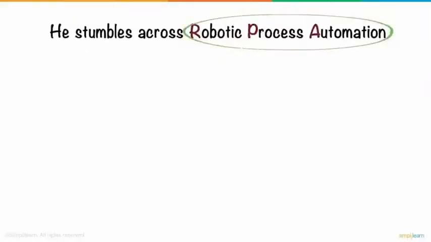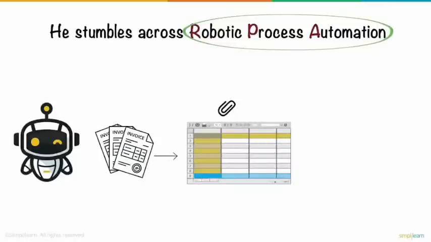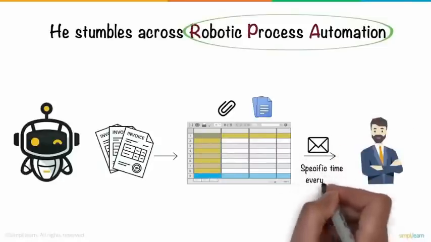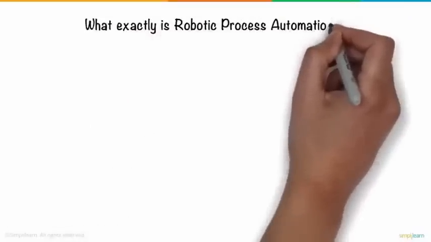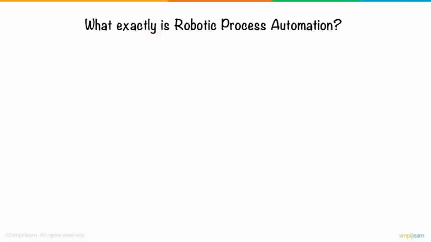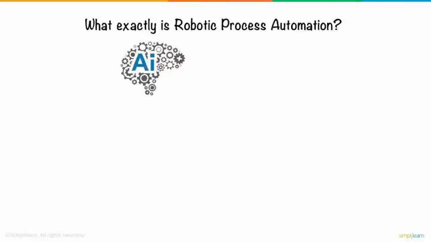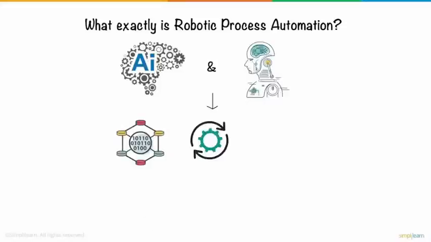Using robotic process automation, he builds a simple bot that extracts information from several invoices into an Excel sheet, attaches all the necessary financial reports, and sends them over to his superiors via email at a specific time every day. So, what exactly is robotic process automation? Robotic process automation, RPA, is the use of software with artificial intelligence and machine learning capabilities to handle high-volume repetitive tasks that previously required humans to perform.